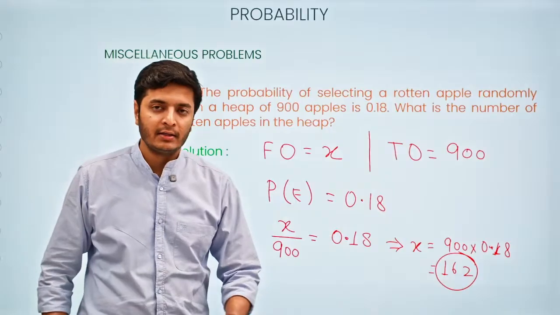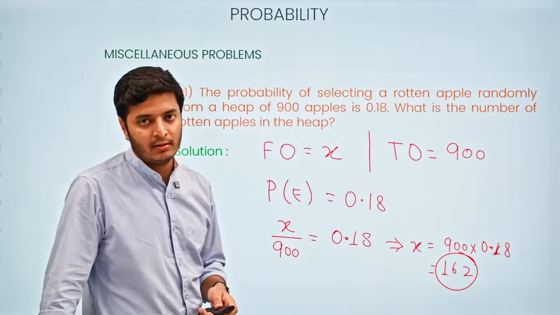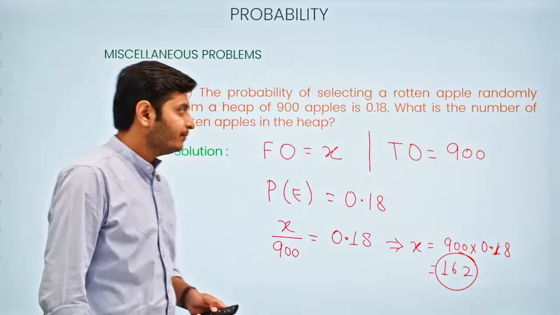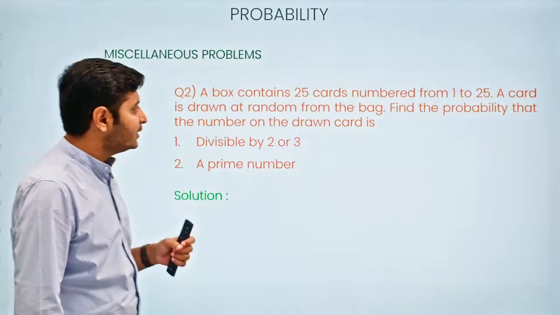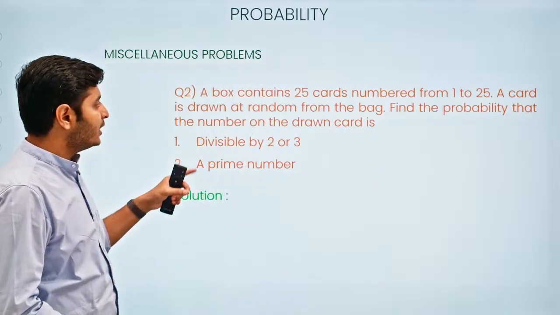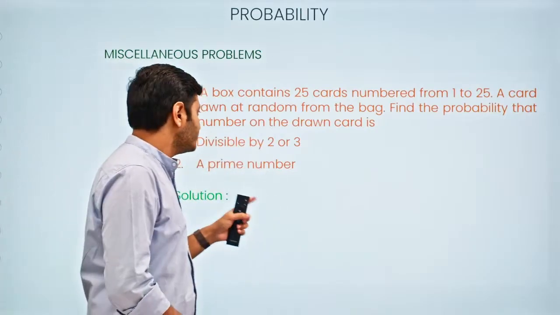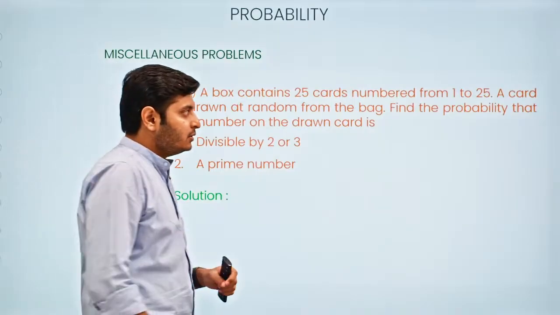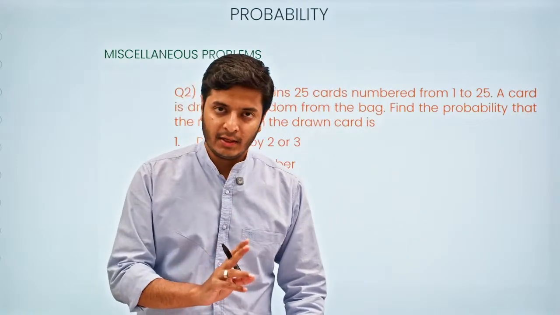So this is how you can find the total number of rotten apples if it is missing but the probability is given. You are applying the same formula, you are just finding a different value now. Okay. The second type of problem that you can expect is a box containing 25 cards numbered from 1 to 25. A card is drawn at random from the bag. Find the probability that the number on the drawn card is divisible by 2 or 3, and second part is a prime number. First thing first, we know that the numbers are from 1 to 25, correct?